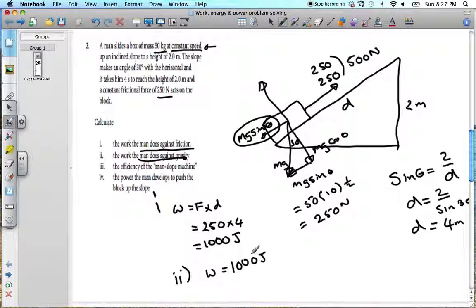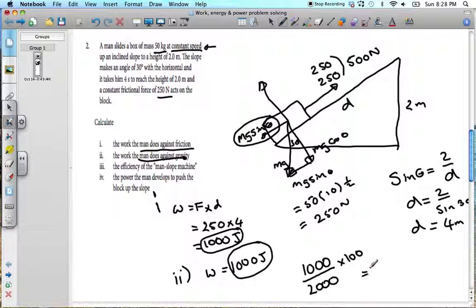Now it says the efficiency of the man-made slope. We have the efficiency: the useful work that is actually done up there is just this 1000 joules, because that will be energy that can be used again. But you've actually used up another 1000 joules, so the total amount that you've used is 2000 joules. So you get the useful, which is 1000, divided by 2000, which is the total, times 100. So we're looking at about 50% would be the useful work.